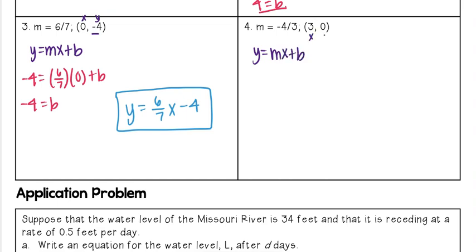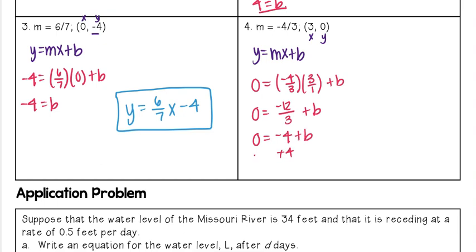So 3 is my x, 0 is my y. So that means I'm going to plug in 0 for y. My m is negative 4/3. x is 3. And I just put that 1 underneath since, again, I know I'm multiplying it with a fraction. And so if I multiply across, negative 4 times 3, I get negative 12. 3 times 1, I get 3. Well, negative 12 divided by 3, I get negative 4.